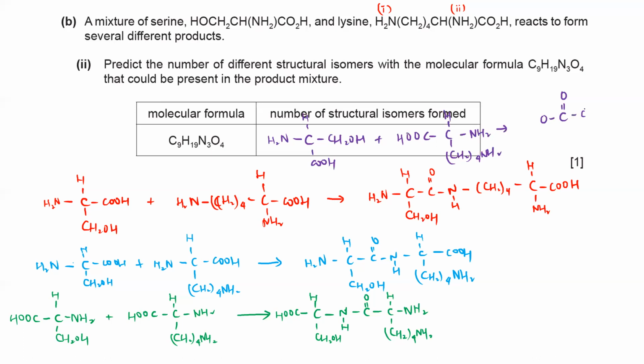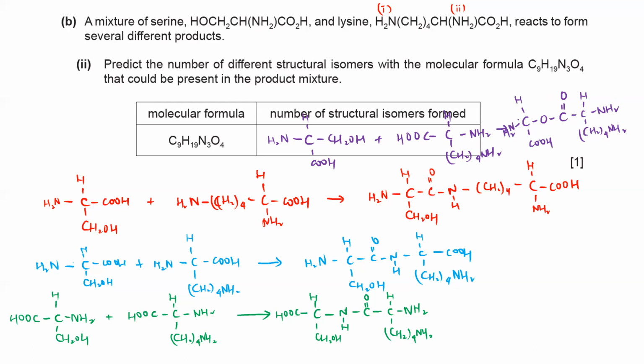serine. C, H, CH2, 4, CH2. It's a very long side chain. Okay, O here, COOH, and NH2. So altogether, 4 isomers.